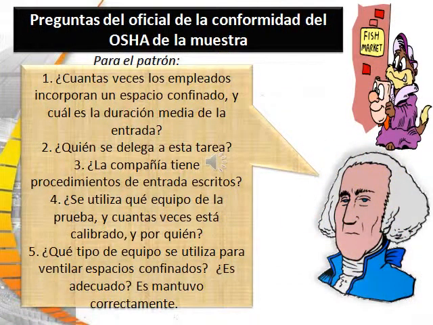Here we can see some sample OSHA compliance officer questions when involved with a confined space issue. How often do employers enter a confined space? What is the average duration of the entry? Who is delegated to this task? Does the company have a written entry procedure? What monitoring test equipment is used, and how often is it calibrated and by whom? What type of equipment is used to ventilate confined spaces? Is it adequate? Is it maintained properly?